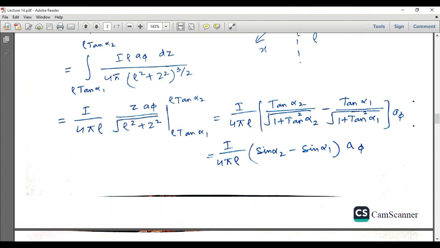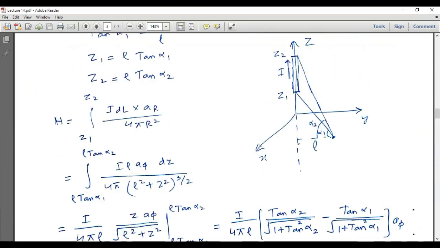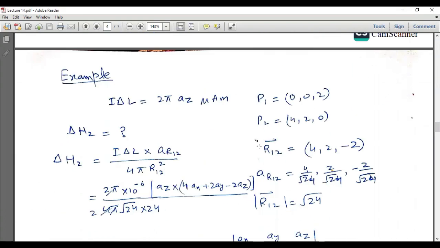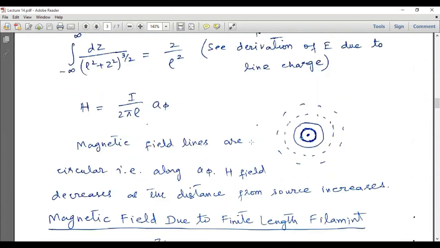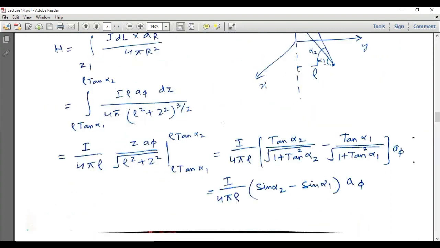So after putting this limit, we will get this expression, and 1 plus tangent square alpha is equal to secant square alpha. And when we take the square root, it will become secant alpha 2. So tangent alpha 2 divided by secant alpha 2 is equal to sine alpha 2. So it will become I over 4 pi rho, sine alpha 2 minus sine alpha 1, and this is unit vector a phi. So that is the expression of magnetic field intensity for a finite length current carrying conductor, and for an infinite current carrying conductor the magnetic field intensity is equal to this expression.